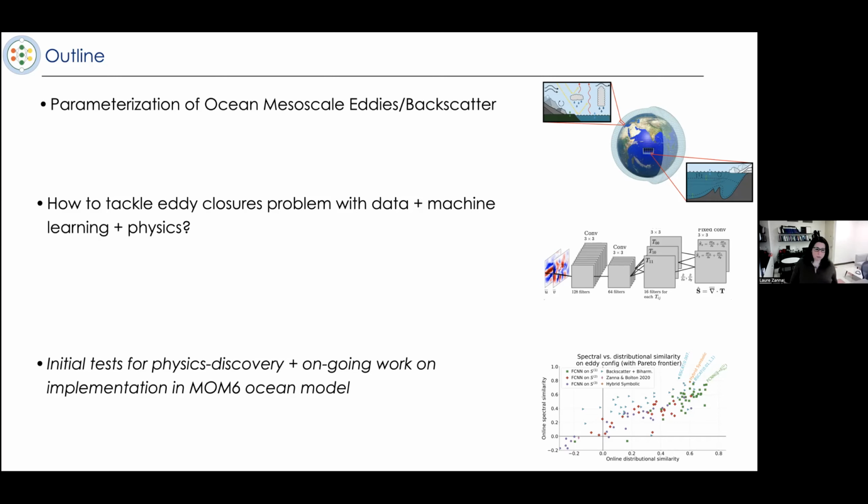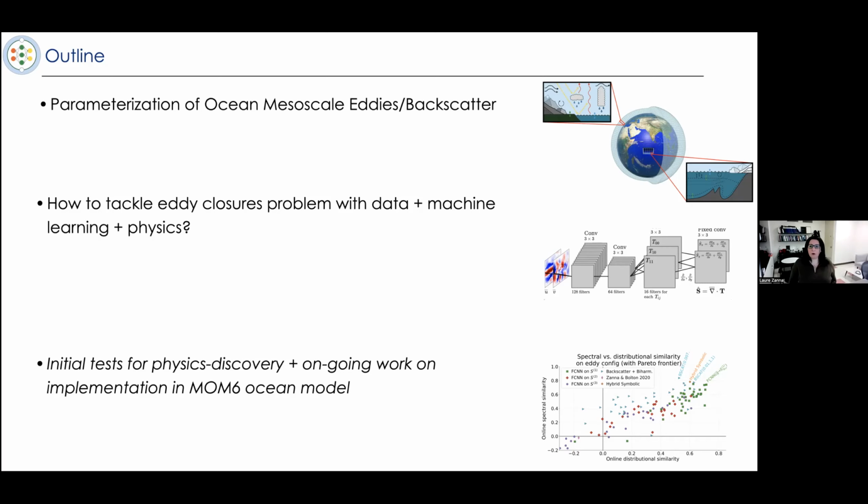And I'm going to talk a little bit about some initial tests that we've done with those data-driven closures in MOM6, which is the ocean component of the GFDL and now NCAR model, in idealized settings, and tell you a little bit about where we're going from there.